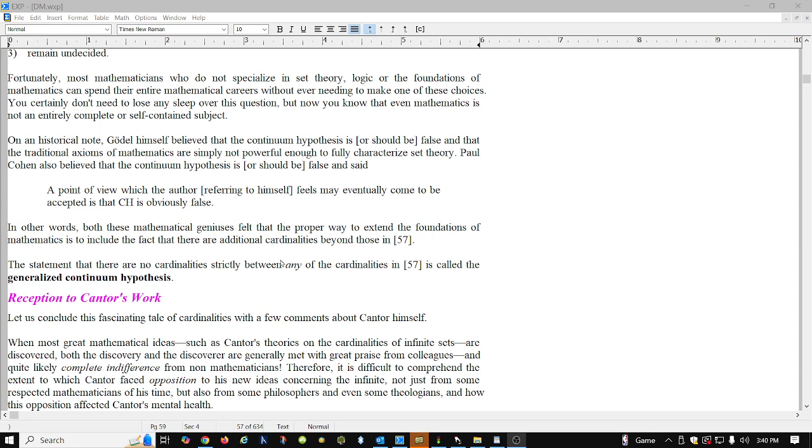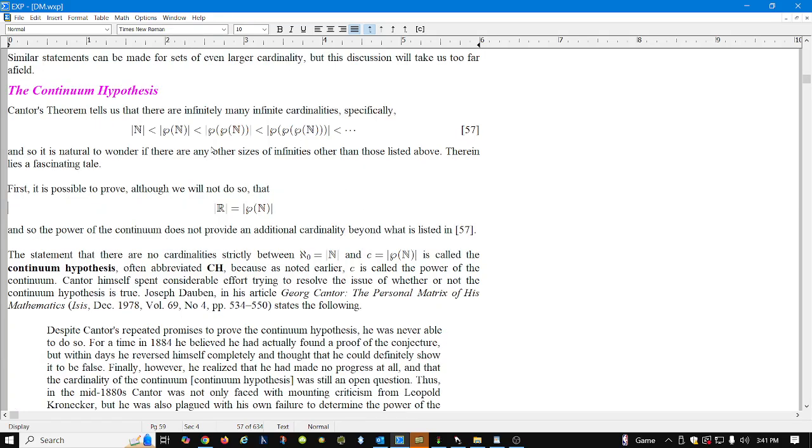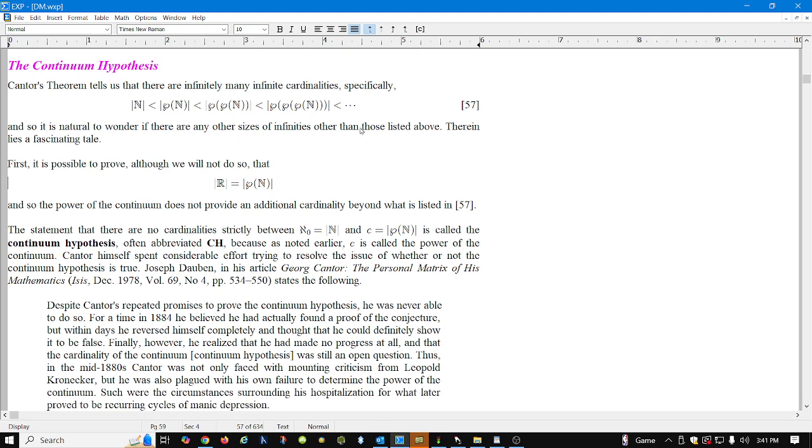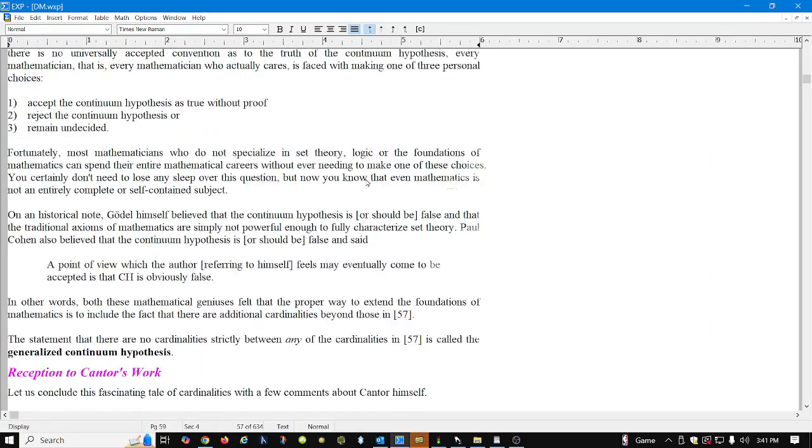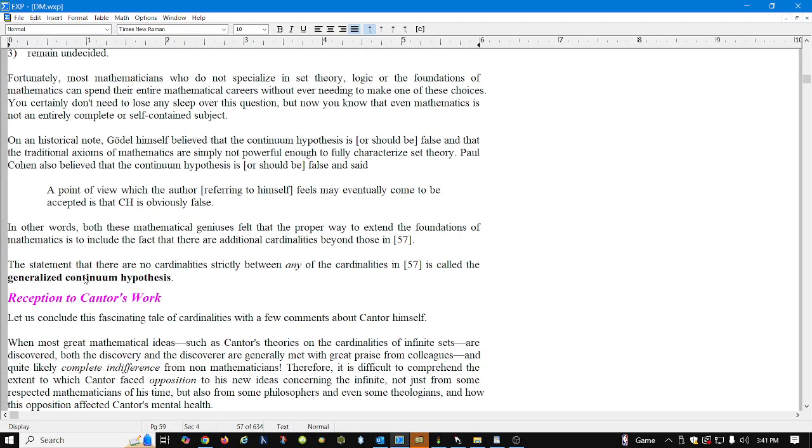The statement that there are no cardinalities, let's go back to this list, anywhere between members of this list. In other words, this is a complete list of the cardinalities of infinite sets. That is simply called the generalized continuum hypothesis. And that's in the same boat as the continuum hypothesis. Okay? That's also, you can't prove it, you can't disprove it.